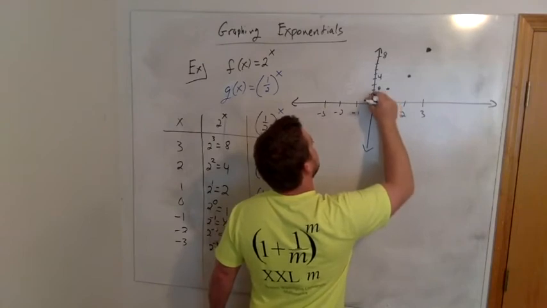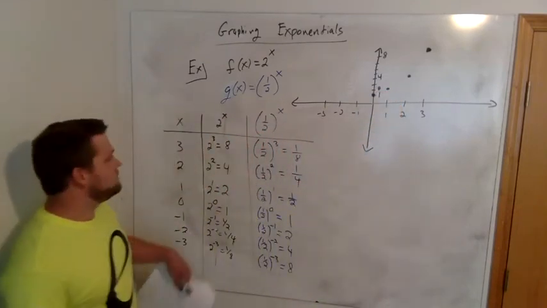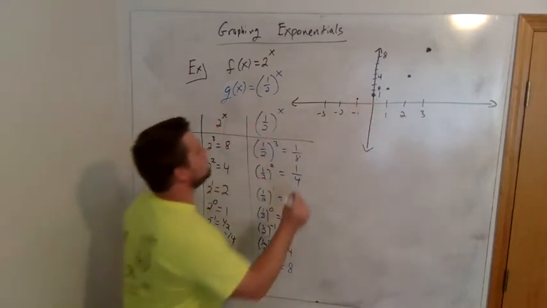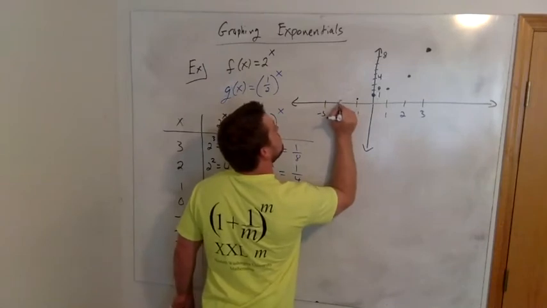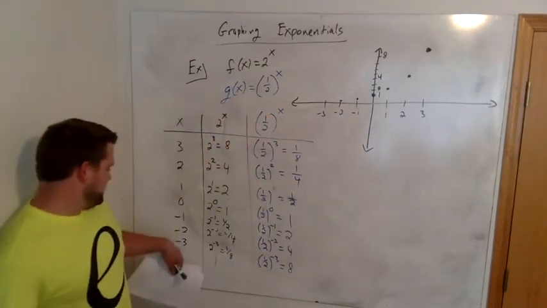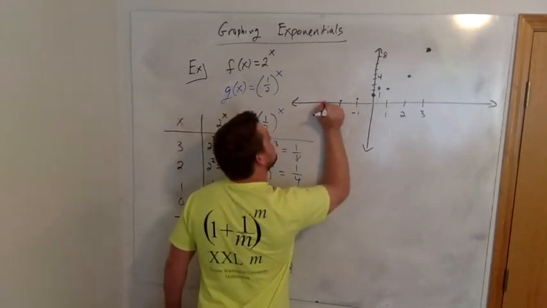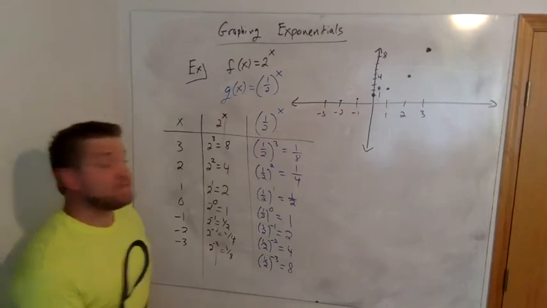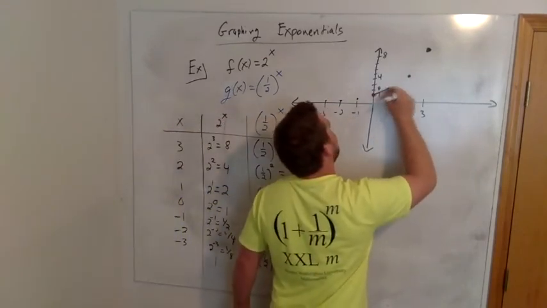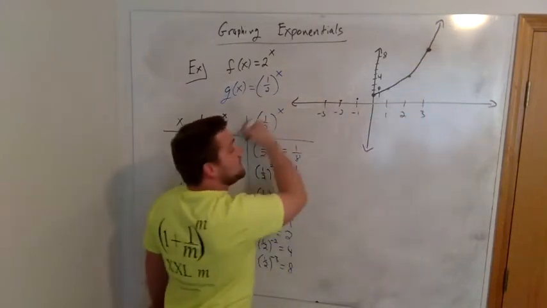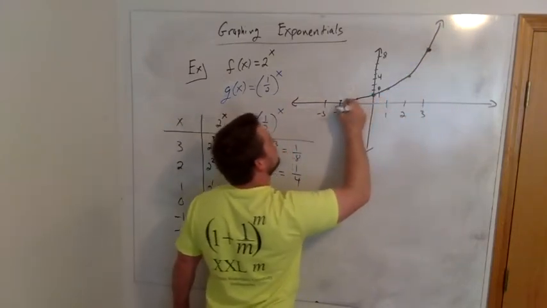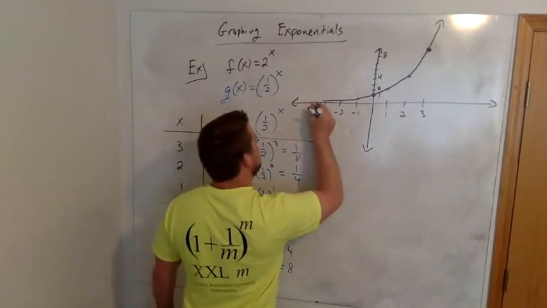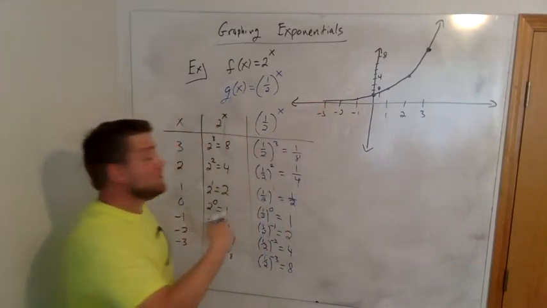So here's a 1. Okay, if we plug in -1, we get out a half, so here's a half. If we plug in -2, we get a fourth, so now I'm getting even closer to the x-axis. And if I plug in -3, I'm going to get something even closer to the x-axis. So let's see what's happening here. For 2 to the x, for positive numbers, it's getting really large. And when we're plugging in negative values, it's getting really small. So if we plugged in -4, we'd be at 1/16. And if we plugged in -5, we'd be at 1/32.